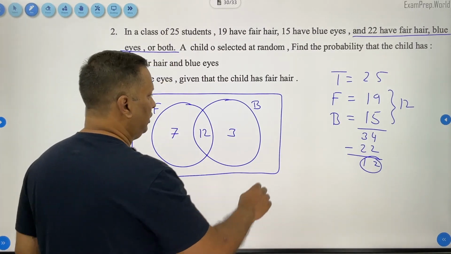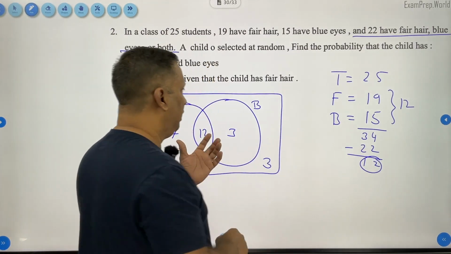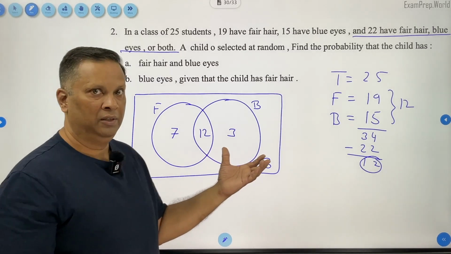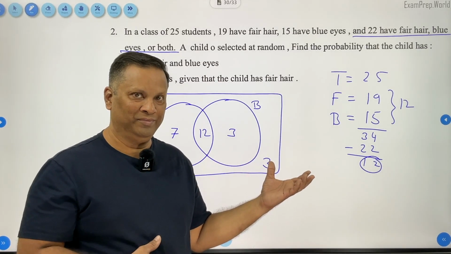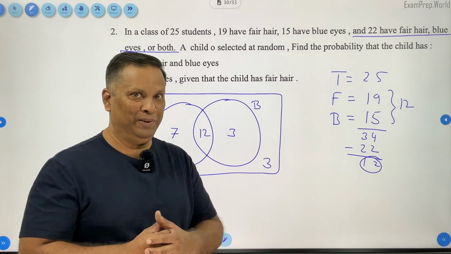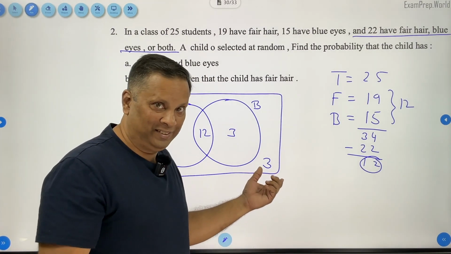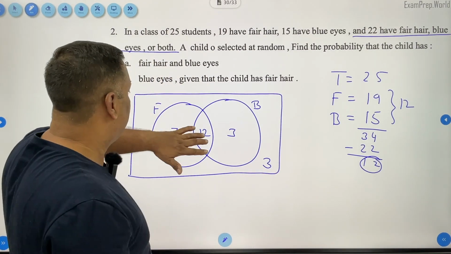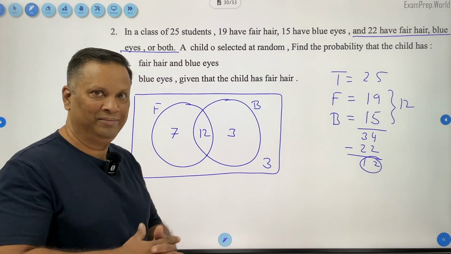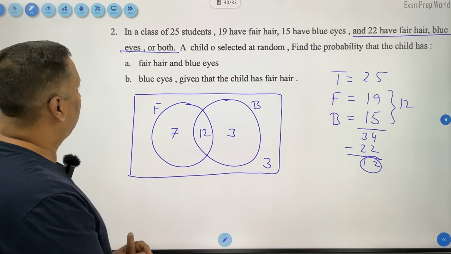25. So 3 must be not having either fair hair or blue eyes, just like me in Europe. I don't have fair hair, I don't have blue eyes. Right? So some Asian fellow in this class, 3 guys like me. Rest all are Europeans. Okay. So coming back to our maths.